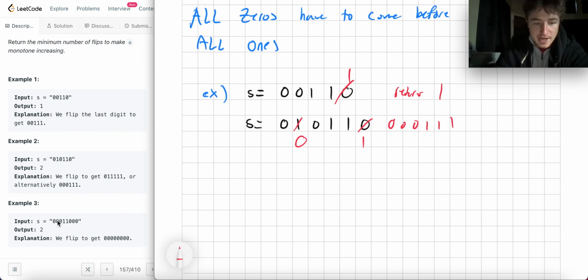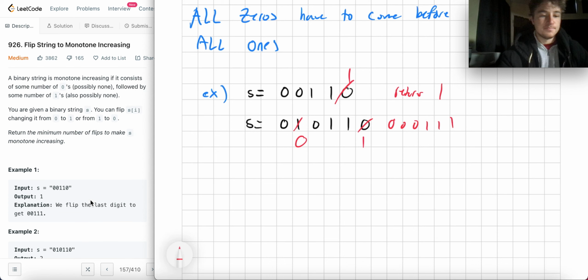Right here, it would actually be optimal just to flip these 2 ones to zeros. You get all zeros, right? Because you don't have to have any ones to the right. It's just that all the zeros have to come before all the ones. If they're all zeros, there's nothing to the right of all the zeros. You can have possibly none. There could be no ones to the right. Just if there exists a 1, it has to be on the right. That's the condition here. Okay, so how do we go about solving this problem?